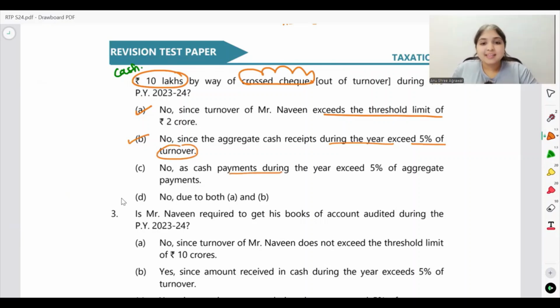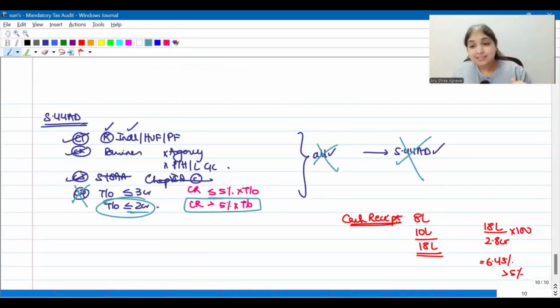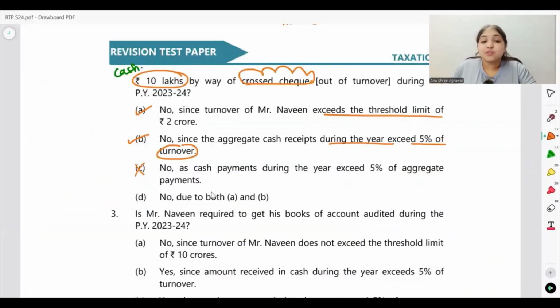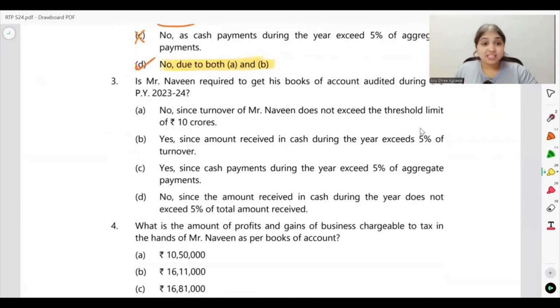Then, no, as cash payments during the year exceed 5%. Tell me, in 44AD, do I look at cash payments, guys? No, we look at only cash receipts. So cash payments are irrelevant for me. So no, due to both A and B. Yes, both A and B. So my correct answer is option D. Both A and B are correct. So because of both A and B, that is turnover is more than 2 crore, also cash receipt is more than 5%, therefore 44AD tax audit is not applicable. Answer is option D. Alright, so this is your second question.